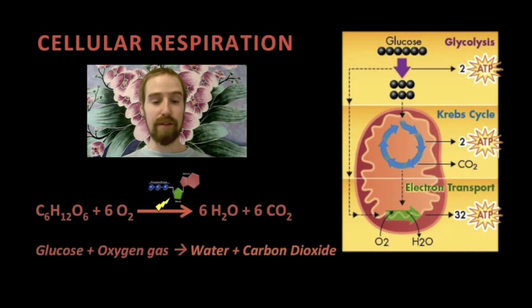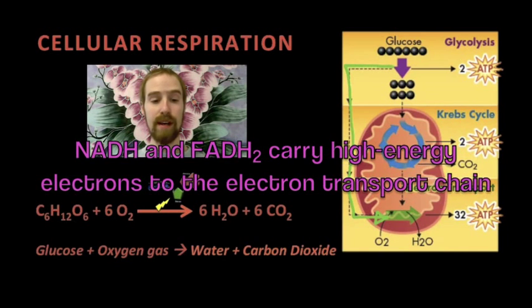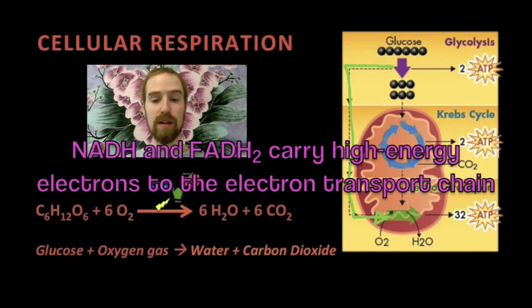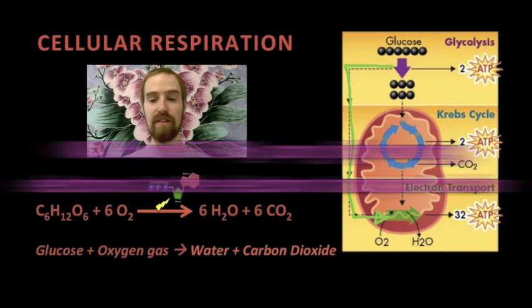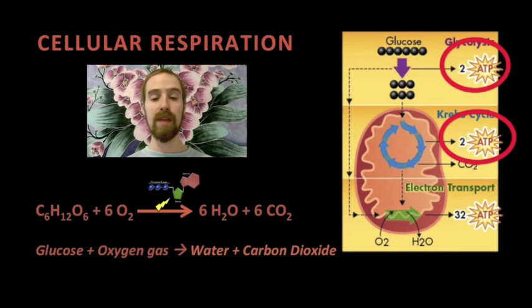These arrows represent a few important intermediate products, energy-carrying molecules called NADH and FADH2. These energy-carrying molecules power the electron transport chain, which is where the vast majority of ATP is produced during this process. In total, 36 molecules of ATP are produced for every molecule of glucose metabolized during cellular respiration: 2 during glycolysis, 2 during the Krebs cycle, and 32 during electron transport.